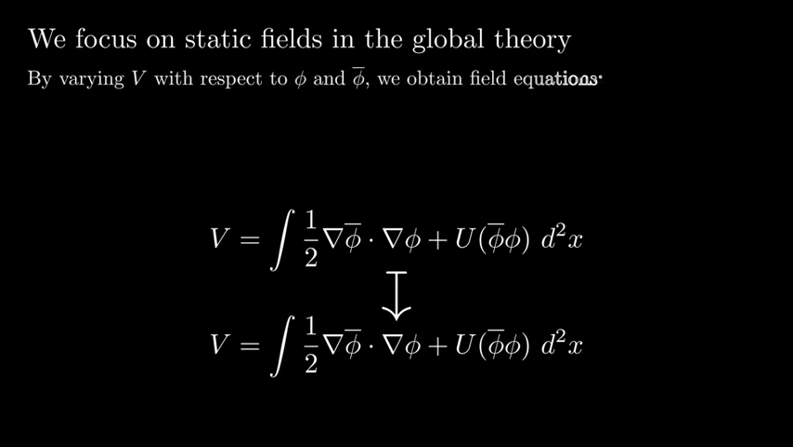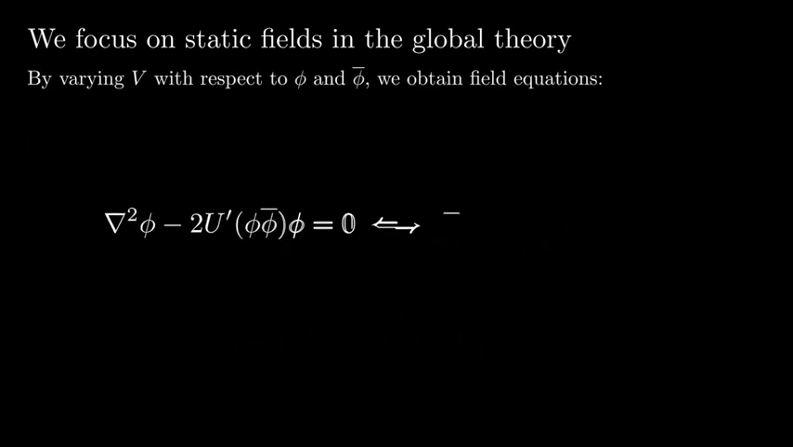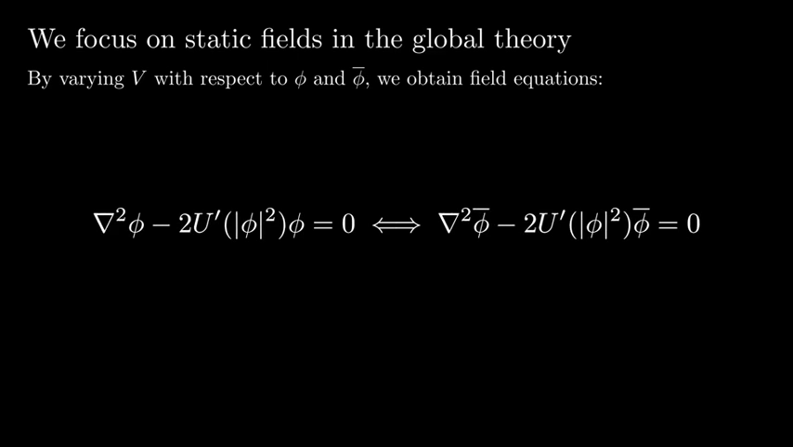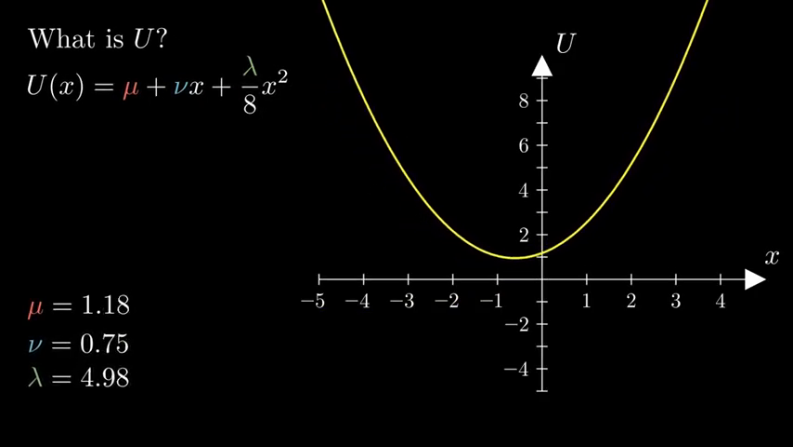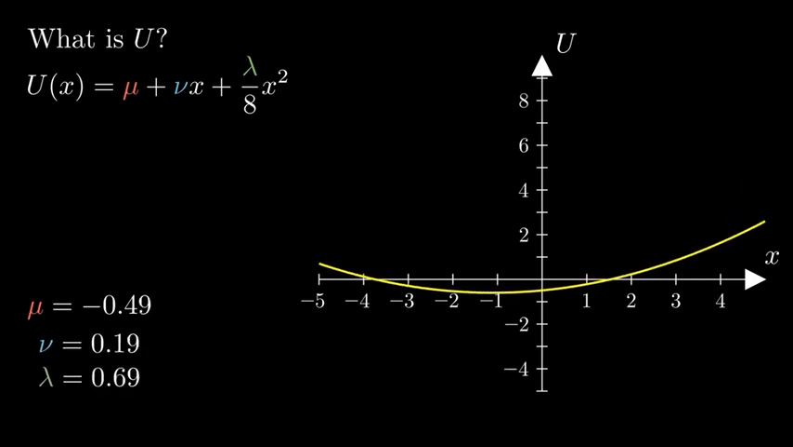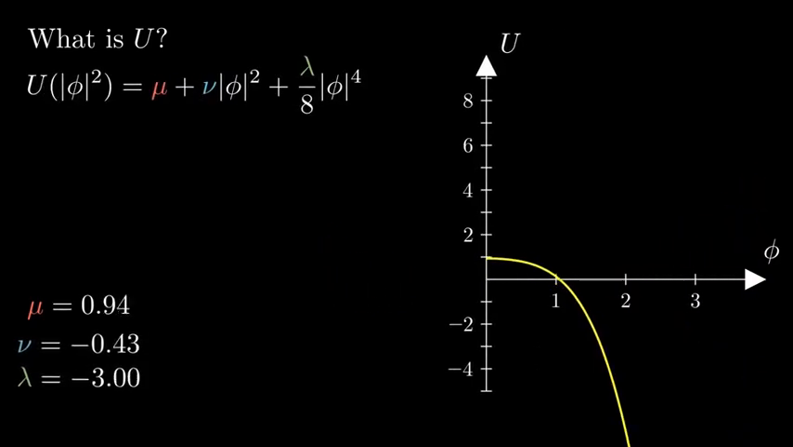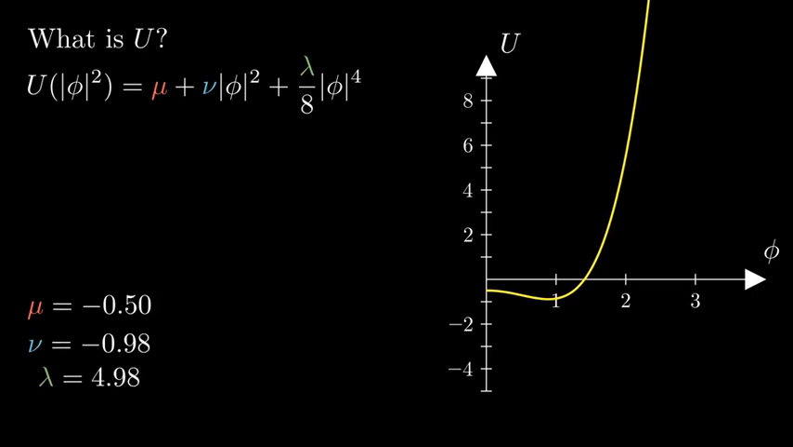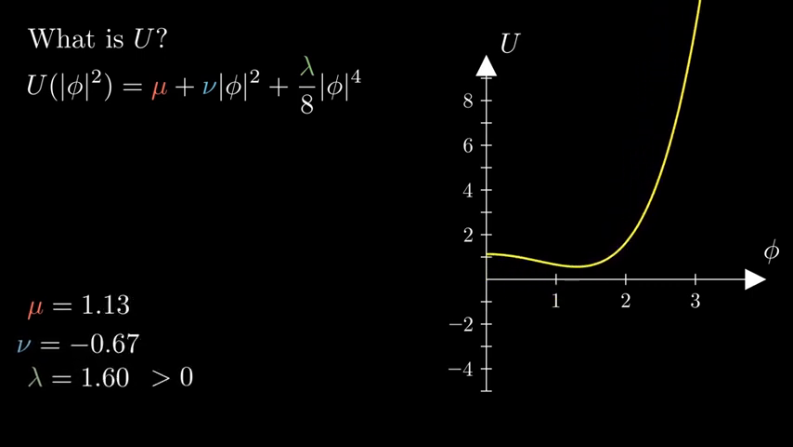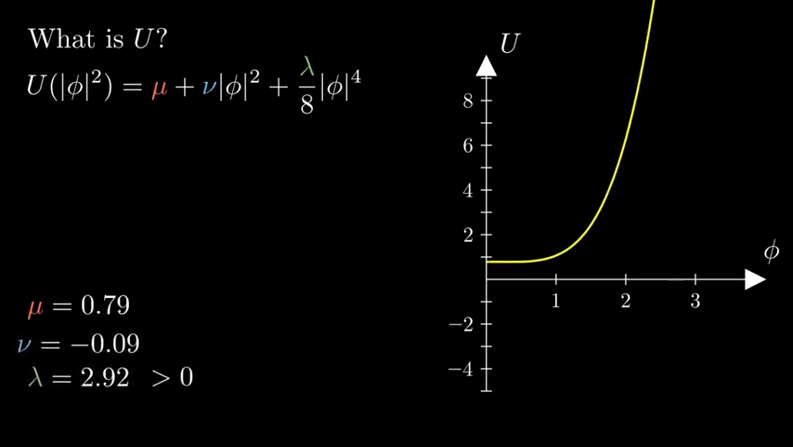By varying the Lagrangian potential V with respect to phi and the complex conjugate of phi, we obtain field equations as written. What is U? U of x is a quadratic in x with parameters mu and lambda. This means that it is also quartic in the absolute value of phi. We impose that lambda must be greater than 0 for it to be a positive quartic, and mu to be less than 0 so that our solutions remain interesting.